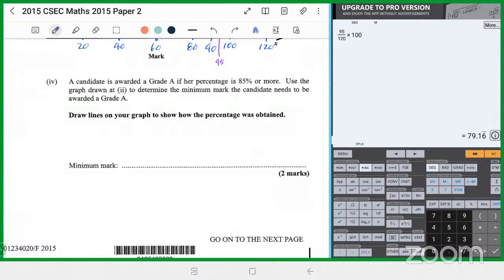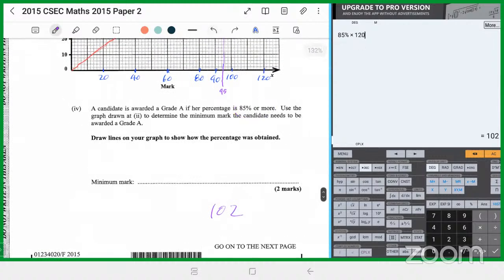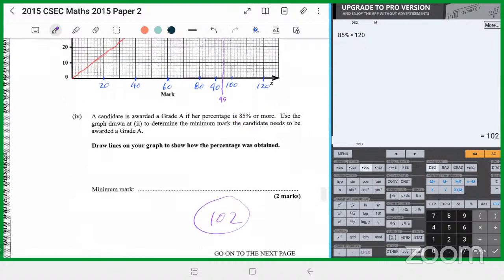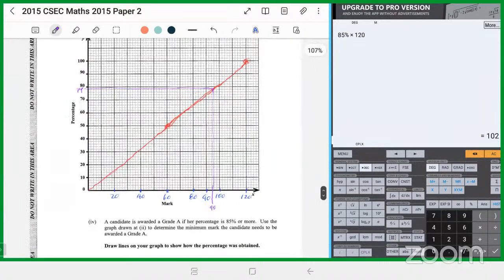Use the graph to determine the minimum mark that he must get for a grade A. So you want to know what is 85% of 120. I'm going to work out 85% of 120. 85% times 120. I'm supposed to get 102 marks. Let's see if the graph gives us that. So we're looking for 85%, I must get 102 marks, right? Let's look at it.